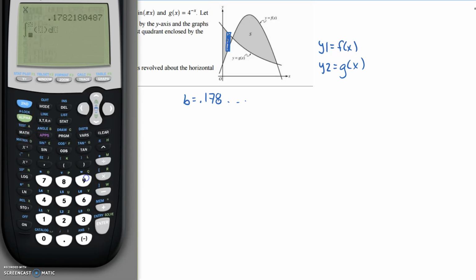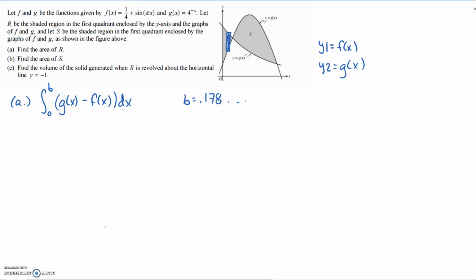So math 9, from 0 to the value that's stored in x, and from y2 minus y1, g of x minus f of x, integrated with respect to x, and I get this 0.065. So 0.065 is my area.